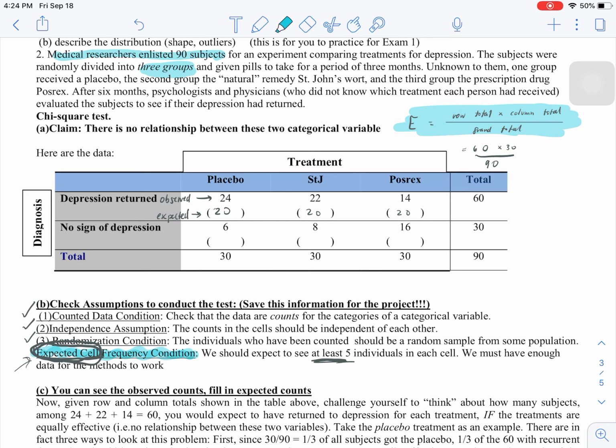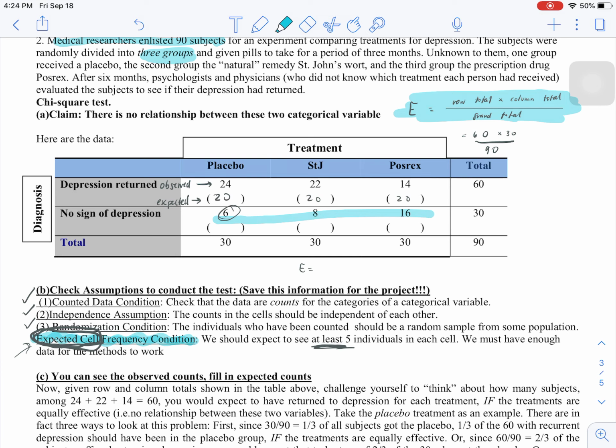Okay, so now let's go to the second row. Here, now the expected count will be the row total, 6 plus 8 plus 16, which is 30. The column total is still 30. And the grand total is still 90. So our expected count, if I plug this into my calculator, I'll get 10. And if I calculate the rest of these expected counts in this row, I will again get 10 for each.